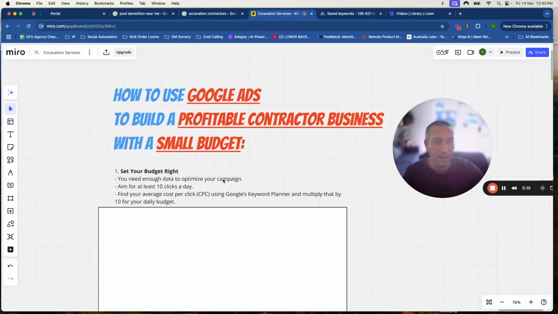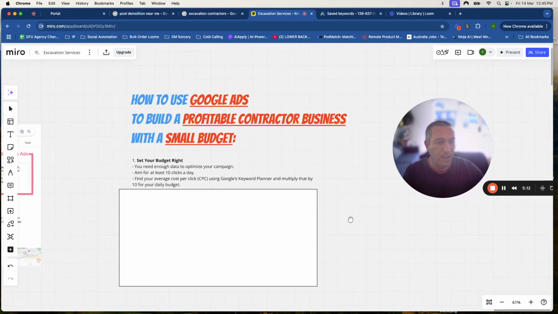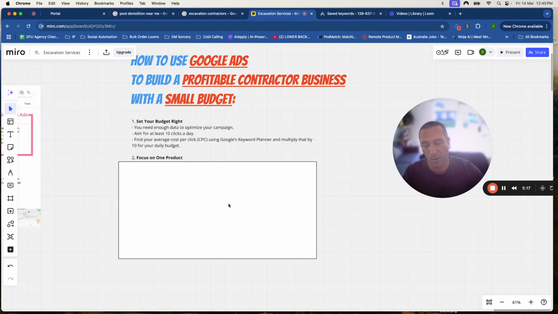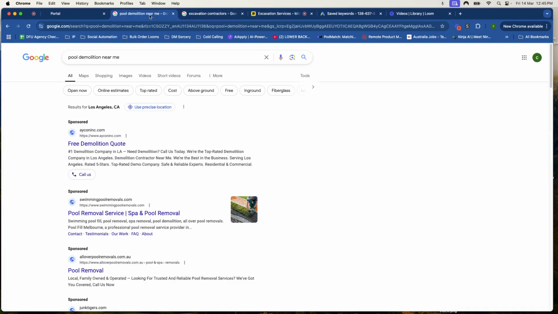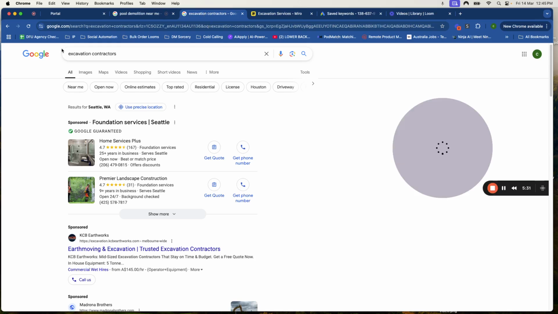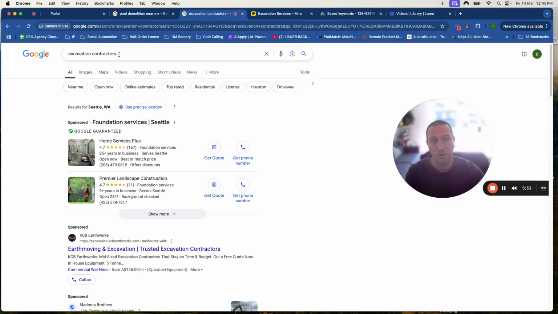The second thing you can do, if you're a contractor and you want to get some business using Google Ads with a lower budget, is focus on one product. This is a really important one. The interesting thing is, I've got two tabs here. I've got this tab where someone has searched for, as an example, pool demolition near me, and this tab where someone's just put in excavation contractors.